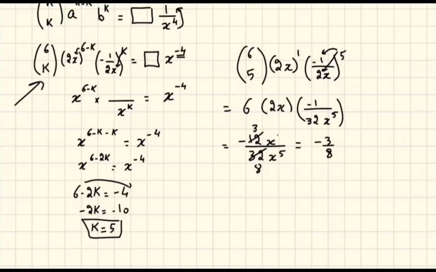Now, x with the exponent 1 on top, all of it will cancel. From the 5 you take 1 and you still have 4. So it will be minus 3 over 8 multiplied by 1 over x exponent 4. So what is the coefficient of the term with 1 over x exponent 4? In this case it will be negative 3 over 8.